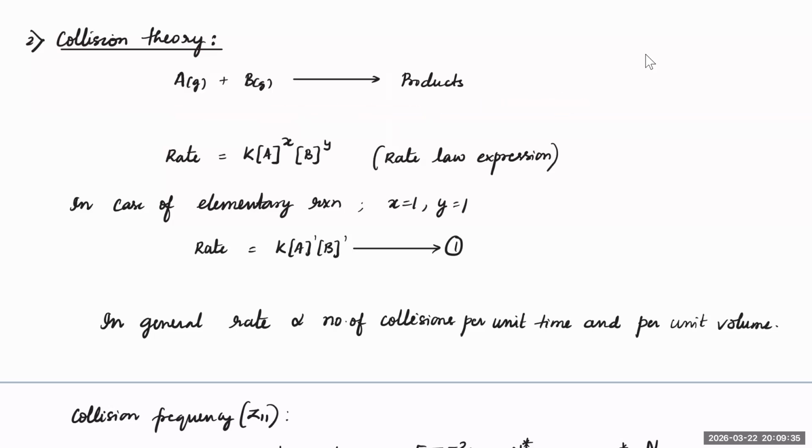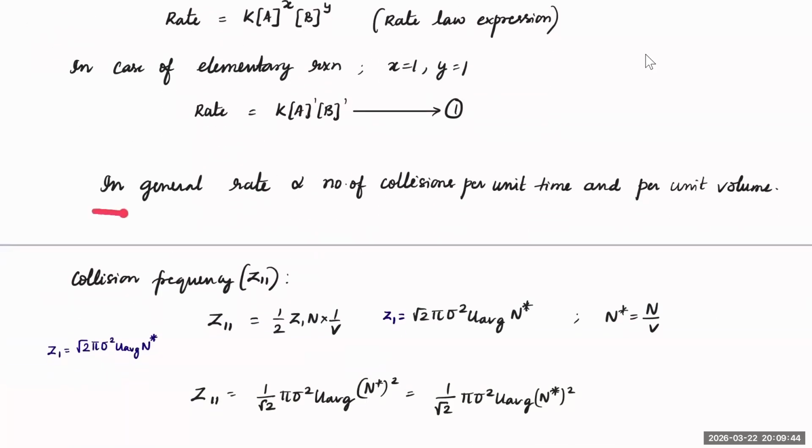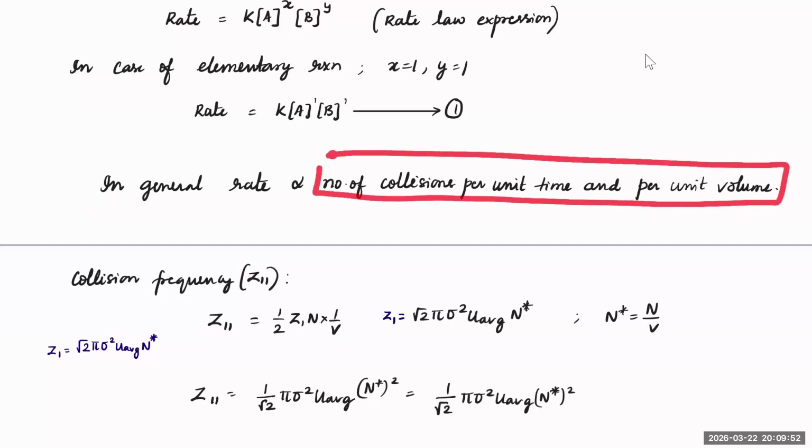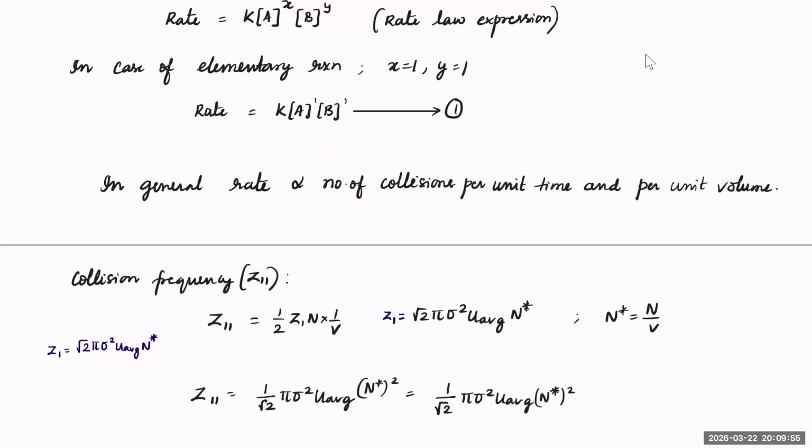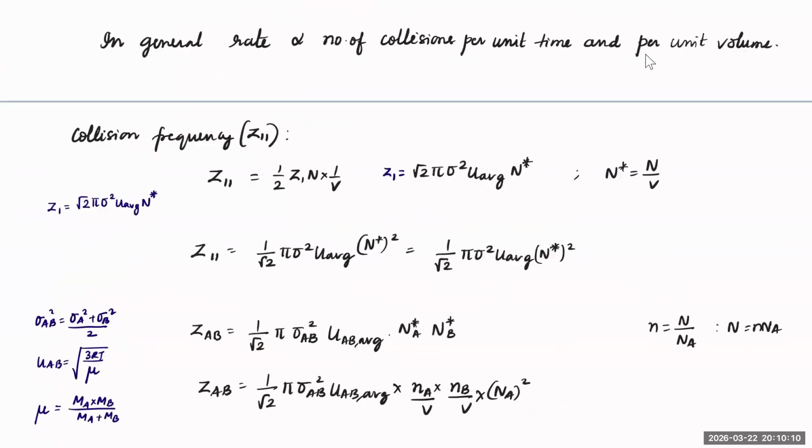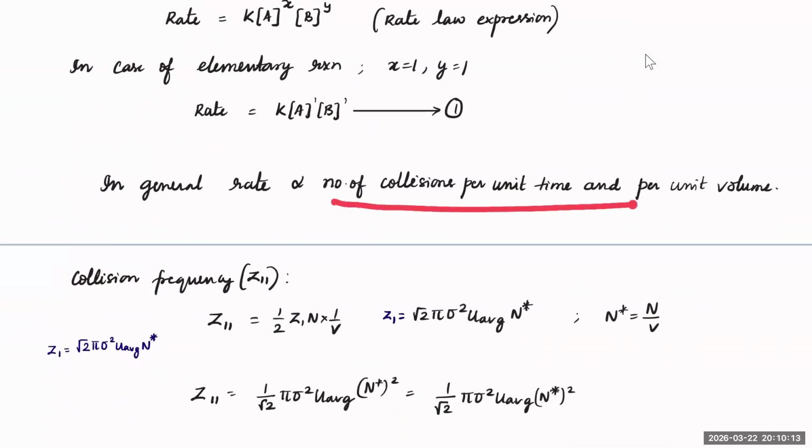Well, if it's an elementary reaction, then the orders will be 1 and 1, which means it is second order kinetics. Okay. And now, in general, the rate is always directly proportional to the number of collisions happening per unit time and per unit volume. Which makes sense, right? Because if you have more collisions, the chances of forming the product would be more. Therefore, the rate would always be proportional to the concentration terms. That is, the rate will be proportional to the number of collisions.